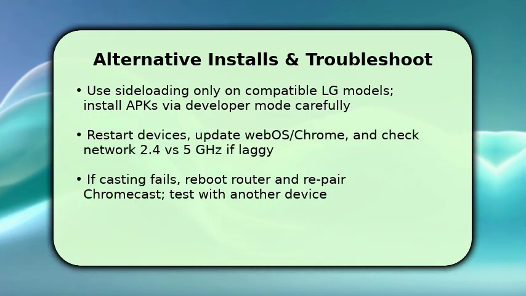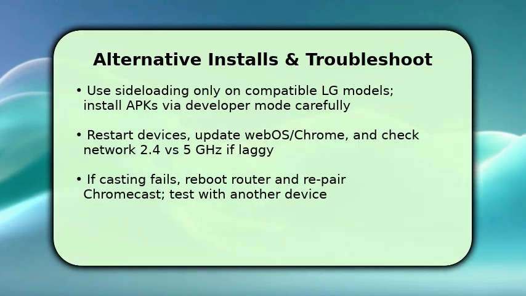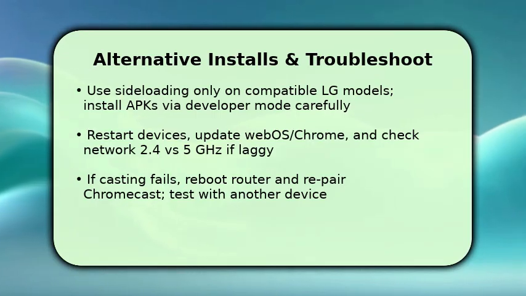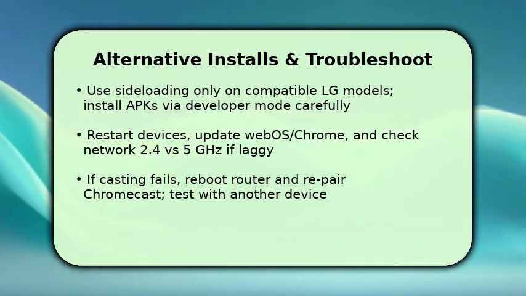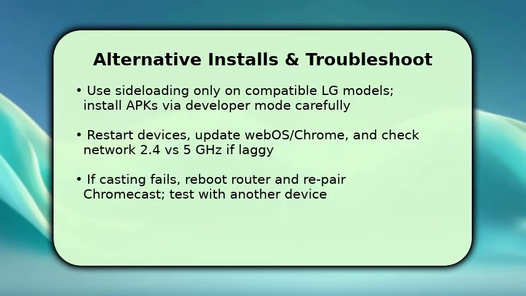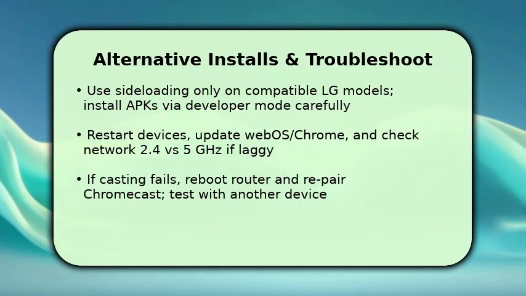Otherwise, troubleshoot common issues. Restart TV, sending device, and router. Update WebOS firmware and Chrome to the latest versions, and try switching between 2.4 GHz and 5 GHz Wi-Fi if you see latency. If casting still fails, reboot Chromecast or repair the TV. Then test casting.